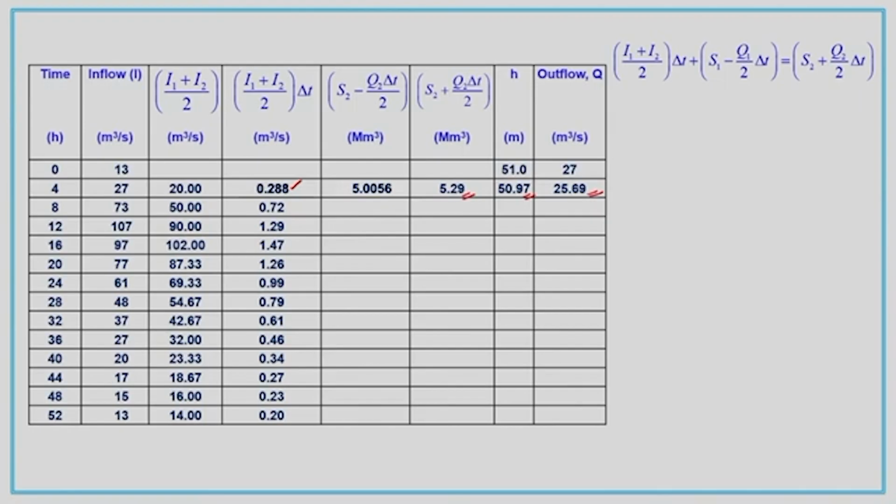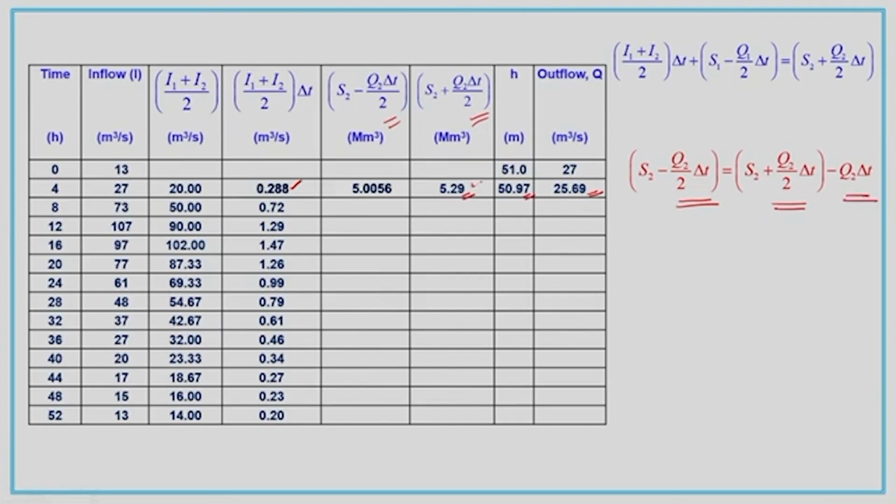Now, this outflow is utilized for calculating the value of S2 minus Q2 delta T by 2 for the next time. Now, we will move on to the calculation of S2 minus Q delta T by 2 from this S2 plus Q delta T by 2. How can we get S2 minus Q2 delta T by 2? S2 minus Q2 delta T by 2 is nothing but S2 plus Q2 by 2 delta T minus Q2 delta T.